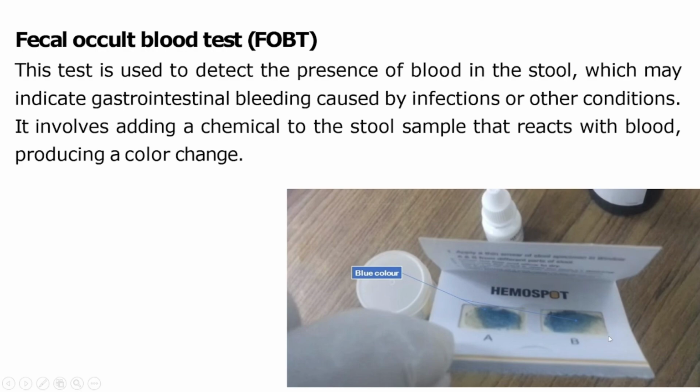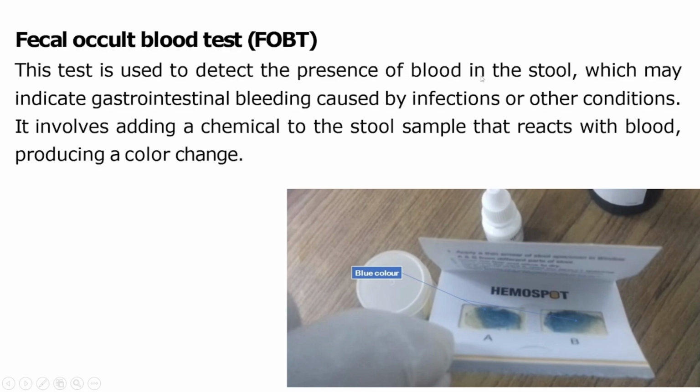there is a Hemoccult card on which a stool sample is placed, and after that a blue dye is added on these slides, and if the color changes, then there is the presence of some infection. So this test is also used to diagnose or detect gastrointestinal bleeding caused by infections.